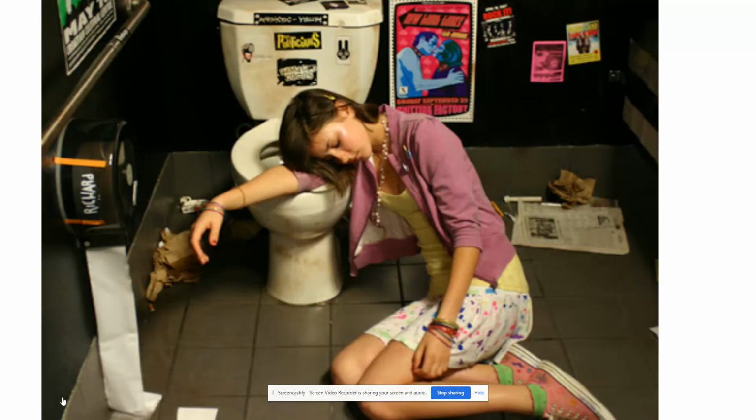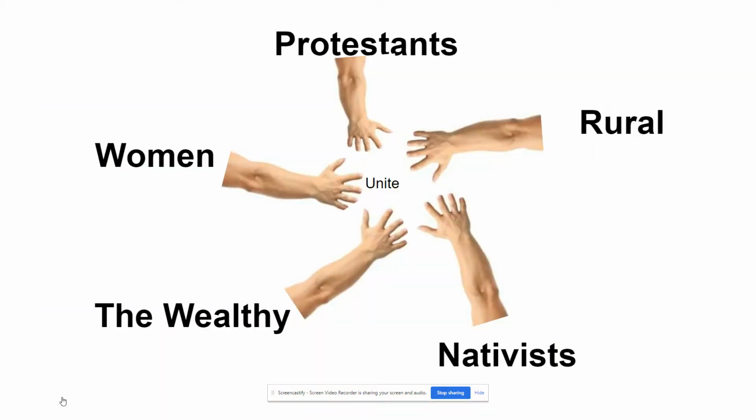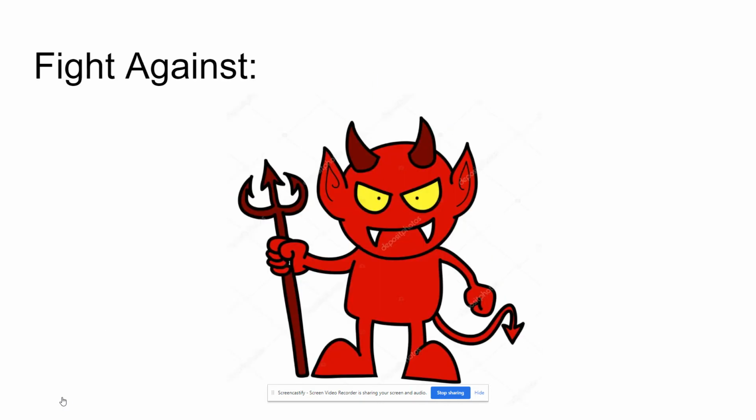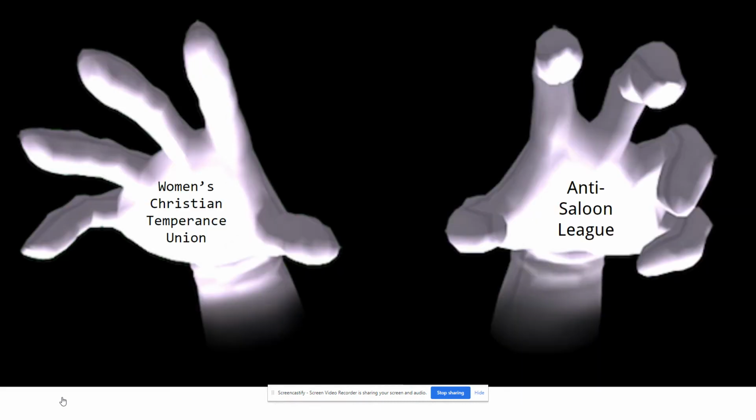So it was a classist type of prejudice. They looked at something like this and said, well, that's what's happening in those saloons of those lower classes. So Protestants, women, the wealthy, nativists, rural people united together to lead the temperance movement to fight against this evil that is known as drinking. And of course, I have emphasized that prejudice played a huge role in that.